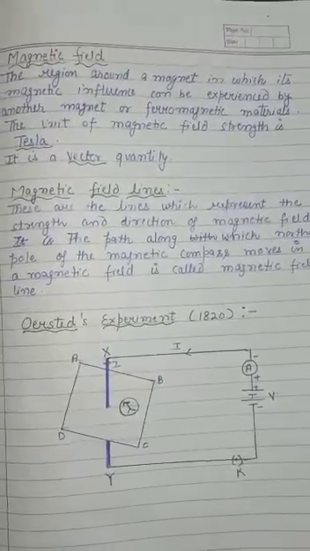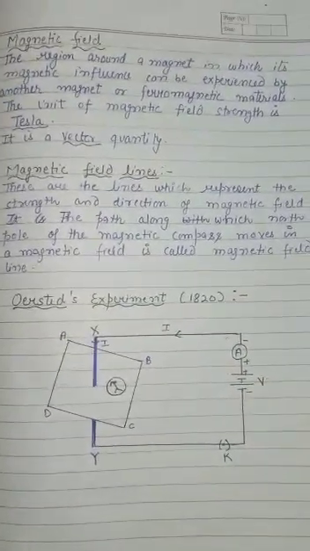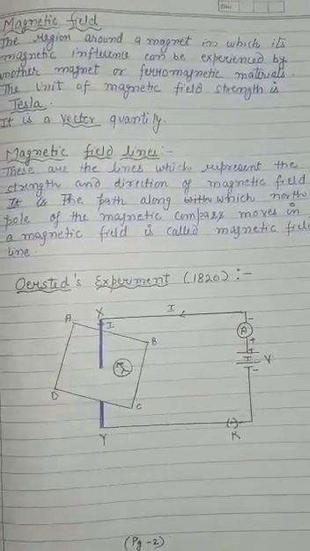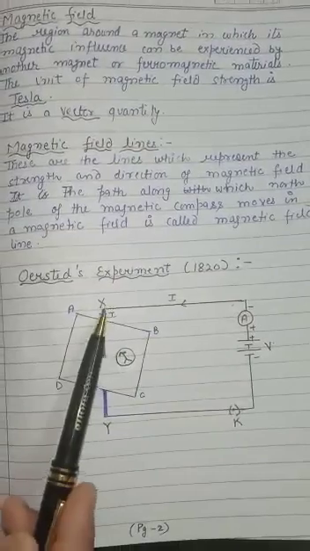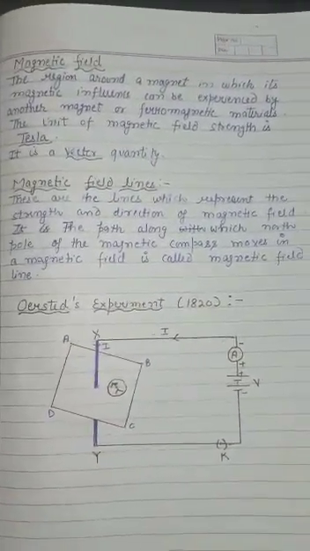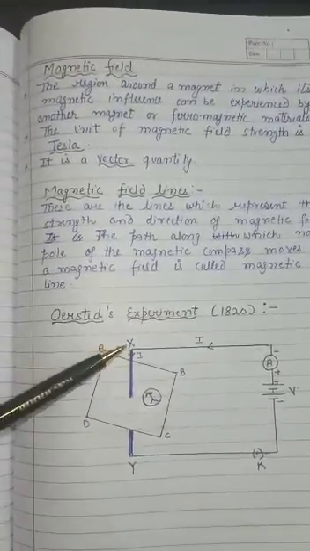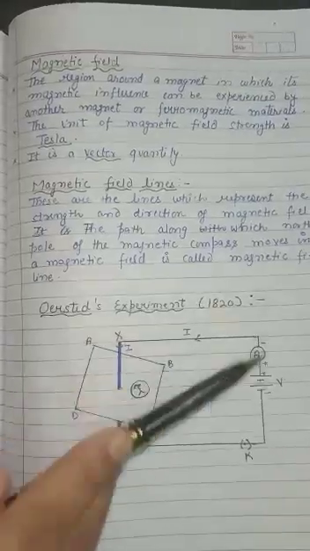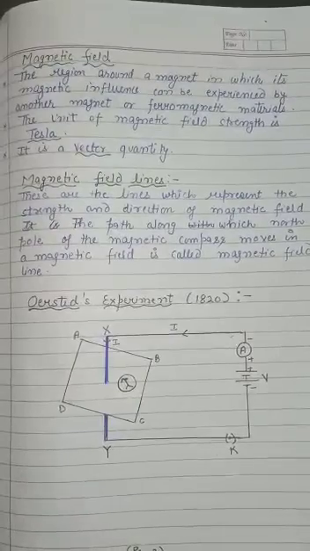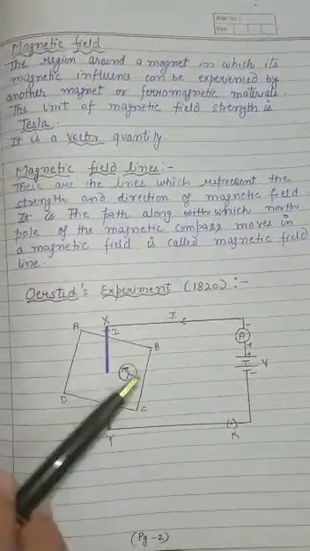Let's try to understand what Ørsted actually did with the help of an activity. In this activity, I have taken a board and I have passed a copper wire. This XY is a copper wire. I have passed this copper wire perpendicular through the board. And I have connected the ends of the copper wire with a circuit consisting of an ammeter, battery and a key. I have also kept a magnetic compass on this board.